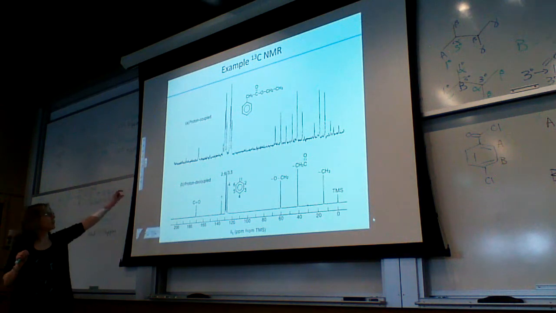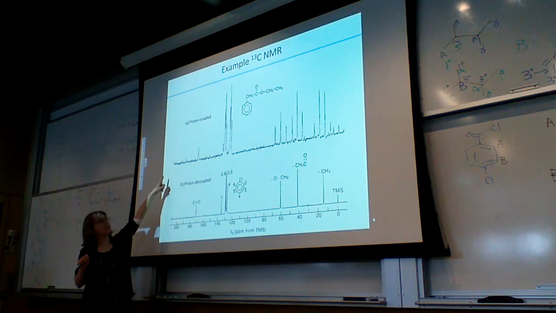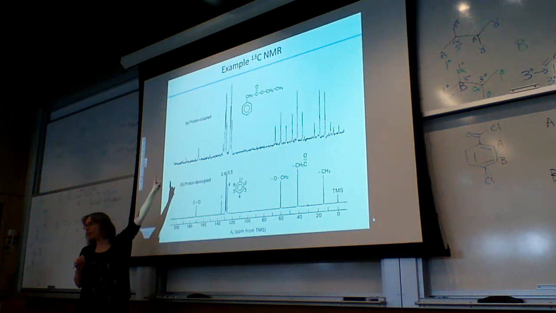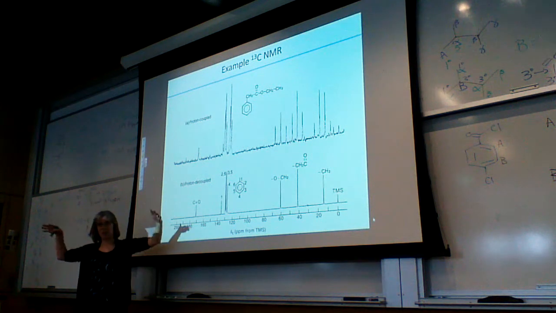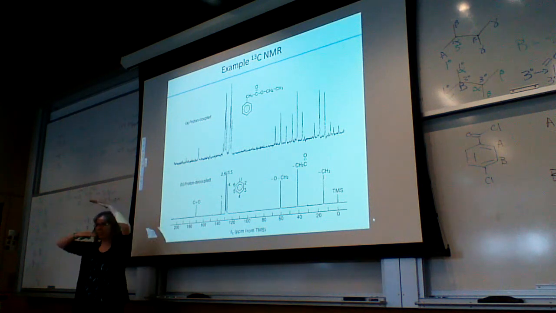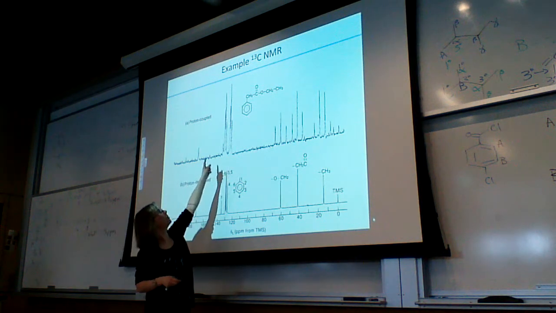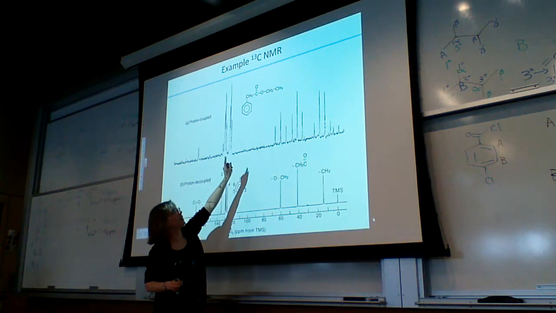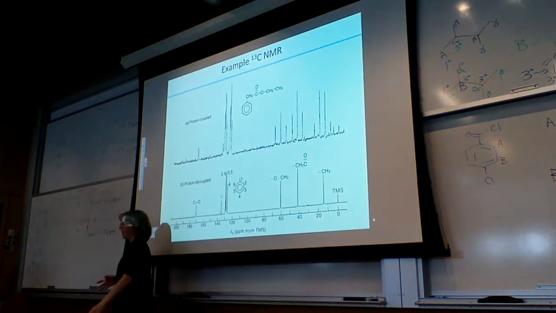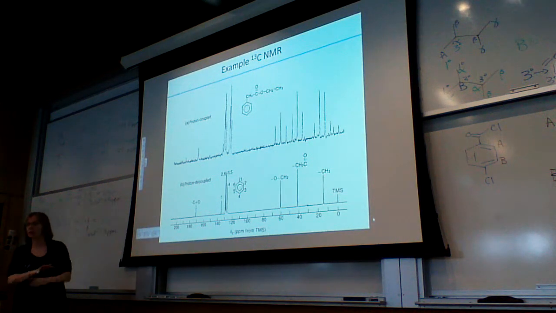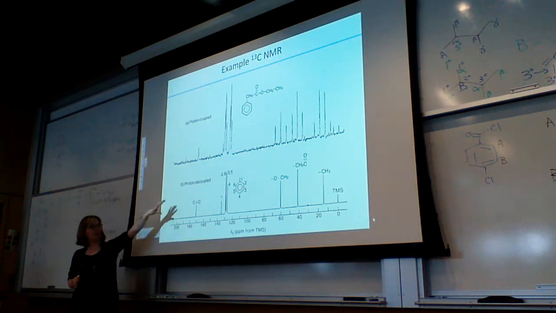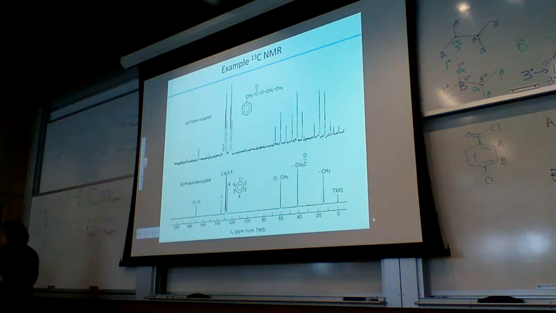You'll notice that your signal to noise here is a lot lower on the proton-coupled, because when you split that peak into three or four, all of the peaks are going to be a lot shorter and your noise is going to be more significant. They overlap, making things complicated, and our signal to noise isn't as good, and so usually we just get rid of the proton coupling by doing a proton-decoupled NMR.